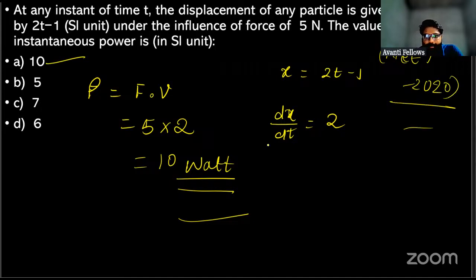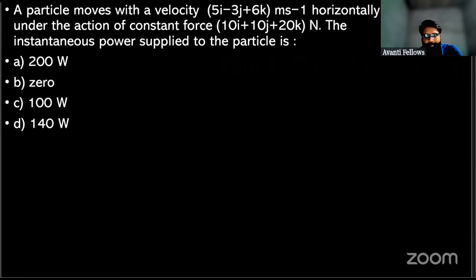So tell me how many of you got this? Chalo. Now try to solve this question. A particle moves with a velocity this, horizontally, under the action of a constant force this. Now, instantaneous power supplied to the particle. I have told you that power is nothing but what? F vector dot V vector, the dot product.